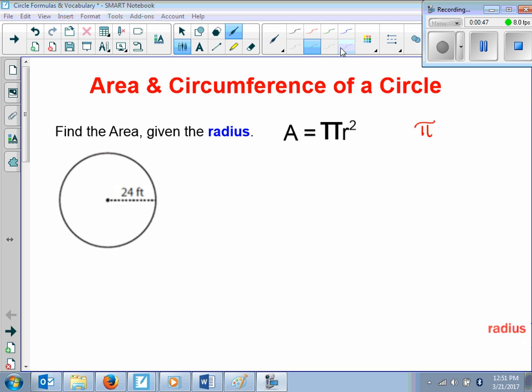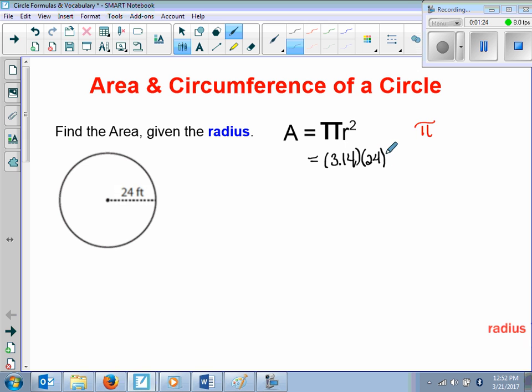So, we have pi. You guys know what the number pi is? 3.14 and so forth, right? But we're just going to round it to the nearest hundredth, so we're just going to say 3.14. Very good. So, we've got 3.14 times the radius, which is 24. Very good. You guys know what the definition of the radius is?